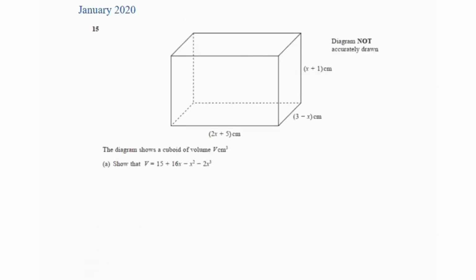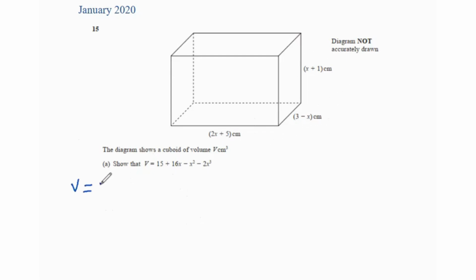Then the next question is saying that the diagram shows a cuboid of volume V centimeters cubed. Show that V equals 15 plus 16x minus x squared minus 2x cubed. Now, this is the type of question that I was talking about at the beginning, where they give you the shape. They ask you to find an equation for the volume or the surface area, and then they will ask you, give us the maximum value of that or minimum value, depending on what the question wants. So first, let's find the equation for the volume. We can see that we have the base, we have the height, we have the length.